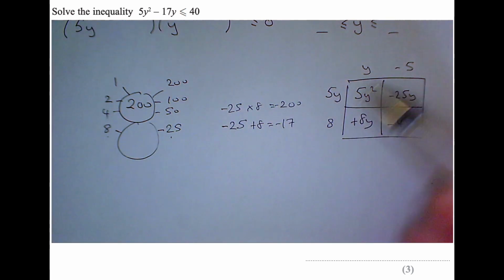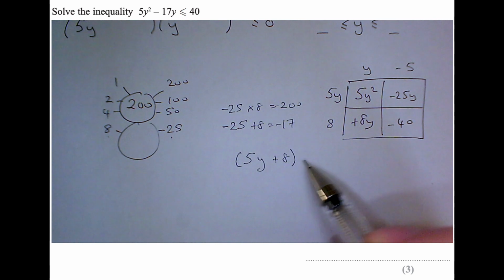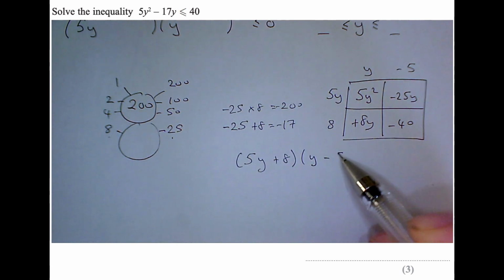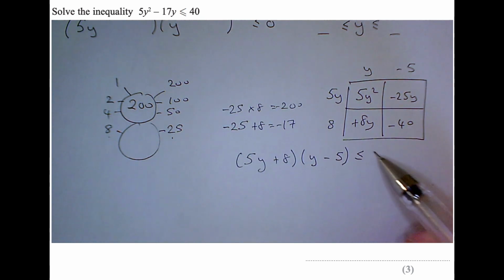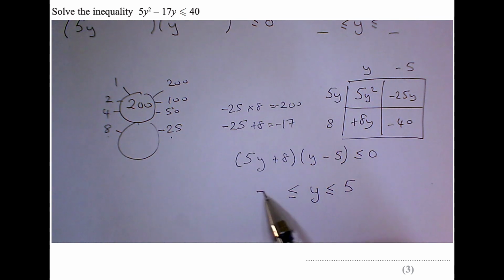So the answers are on the outside of the box. So this is going to be 5y plus 8 times y minus 5. It's been factorized, and that tells me my answers for y: y is less than 5, and the other one is going to be negative, isn't it? It's going to be minus 8 over 5, or minus 1.6 if you prefer. And there we have it. That's the answer.